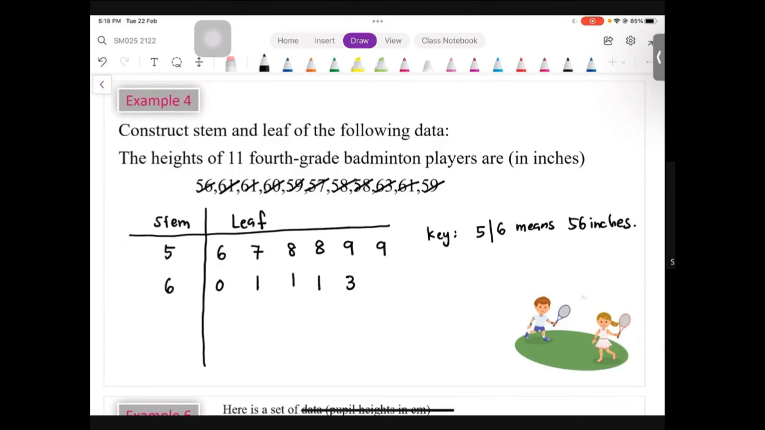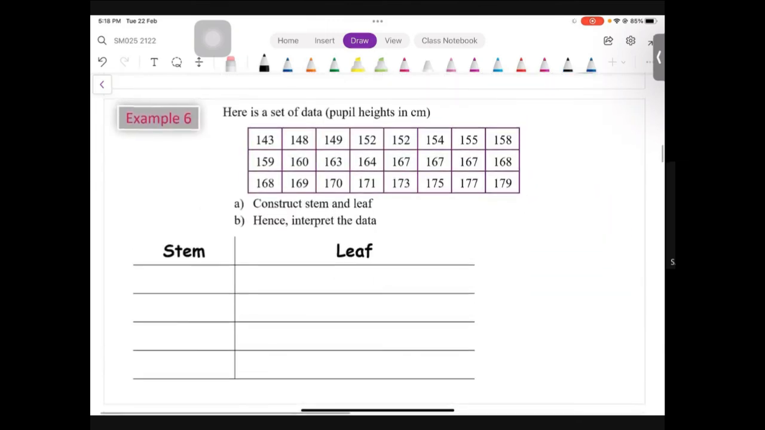Okay, so let's do another example. So here is the set of data of pupil height in centimeter. It is basically already in ascending order. So we have to construct stem and leaf diagram. So start with stem first.